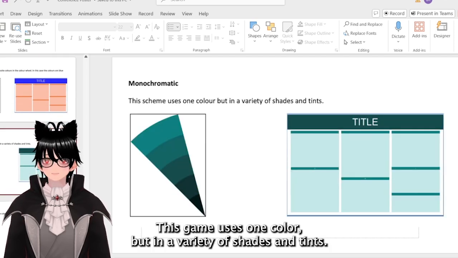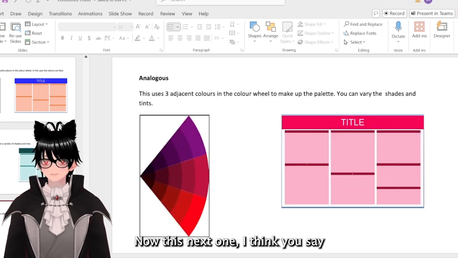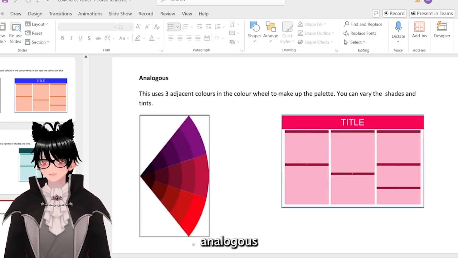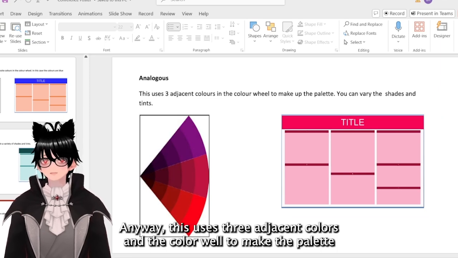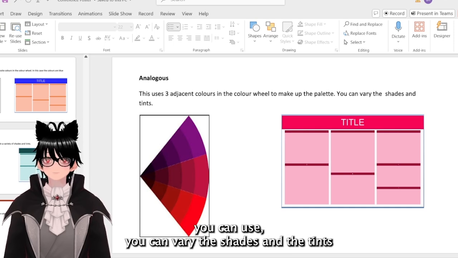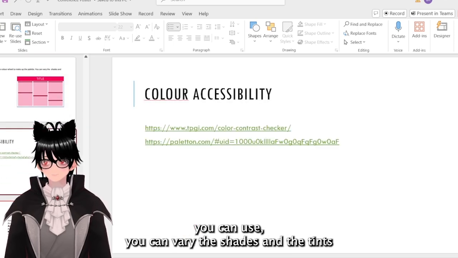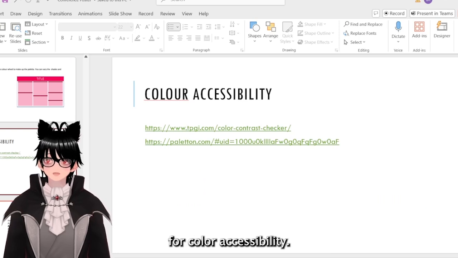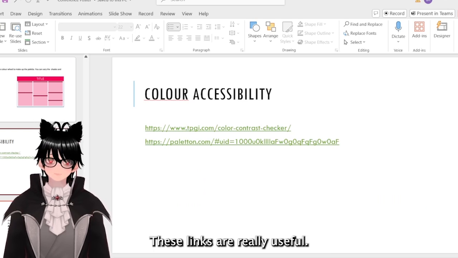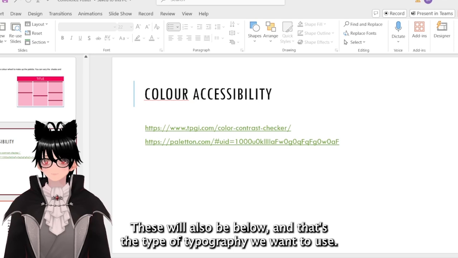Monochromatic. This scheme uses 1 colour but in a variety of shades and tints. Now this next one, I think you say analogous? Anyway, this uses 3 adjacent colours in the colour wheel to make up the palette. You can vary the shades and the tints. For colour accessibility, these links are really useful. These will also be below.